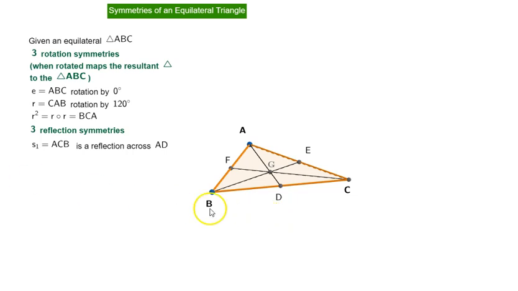Now let's look at the first reflection symmetry. Let's reflect triangle ABC across AD. What will happen? C will go here and B will go here. A will remain where it is, D will remain where it is. E and F will also exchange their positions. E will come here and F will go there. So we get ACB.